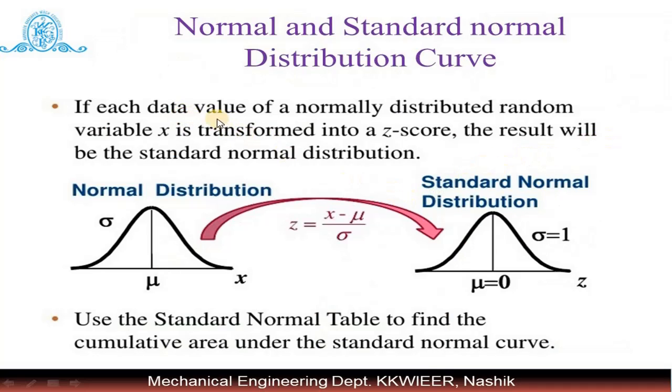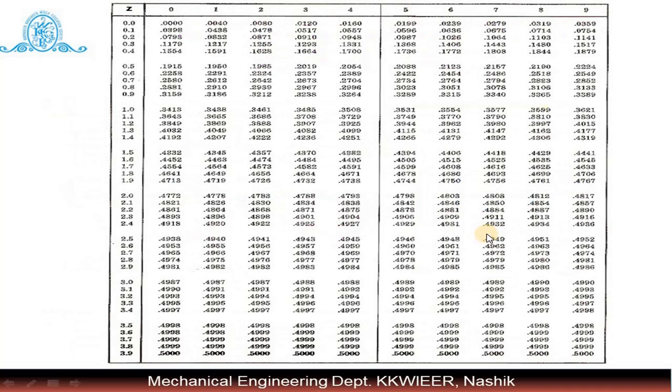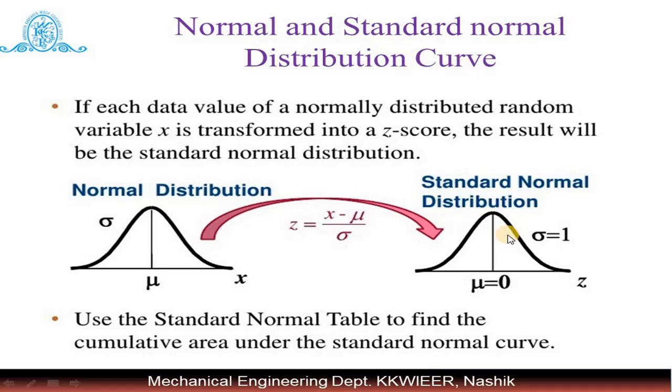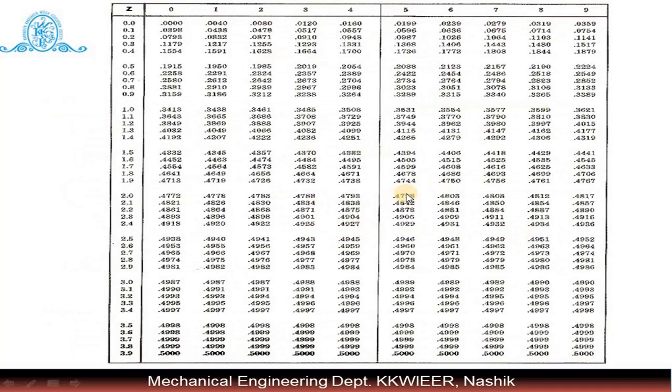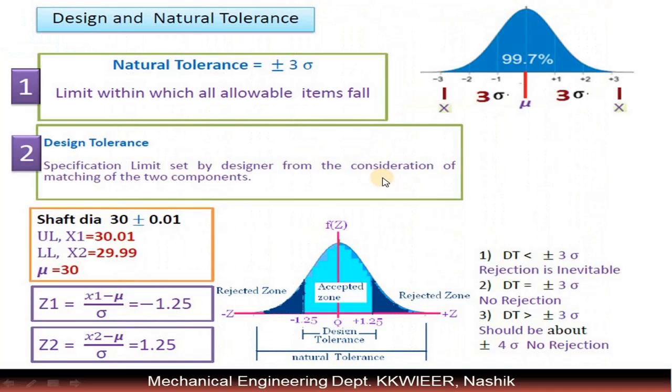Now, if each data value of a normally distributed random variable x is transformed into a z score, the result will be the standard normal distribution. So always the mean is considered the central value, and if you have to convert it, we use this formula, z as the standard constant term, which is x minus mu upon sigma, and then we get the standard normal distribution. But for calculating this, we require a table, that is the standard normal distribution table.